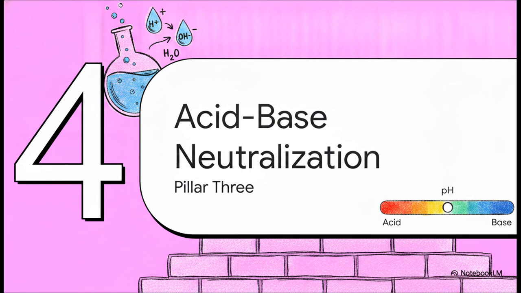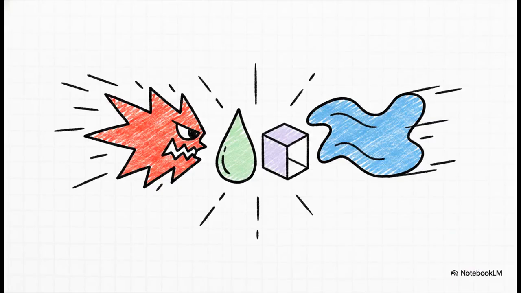All right, Section 4, Pillar 3, Acid-Base Neutralization. This brings us to the foundational bedrock of inorganic chemistry. When the remaining acidic and basic compounds from our list collide, something pretty incredible happens. They completely cancel each other's extreme properties out. Basically, an acid and a base walk into a flask, and they neutralize each other.